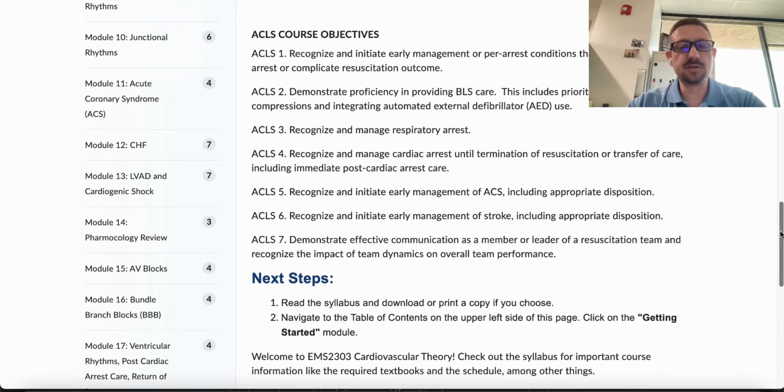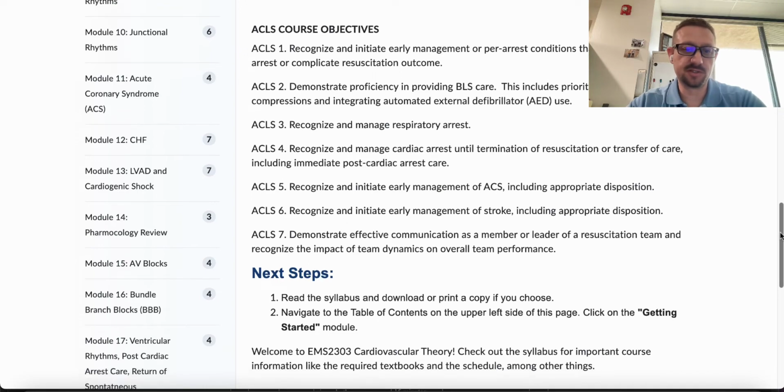At the end of this course and completing the requirements in lab, you'll receive a 2-year certification for advanced cardiovascular life support, which is a requirement for licensing in the state of New Mexico and in most states as a paramedic.